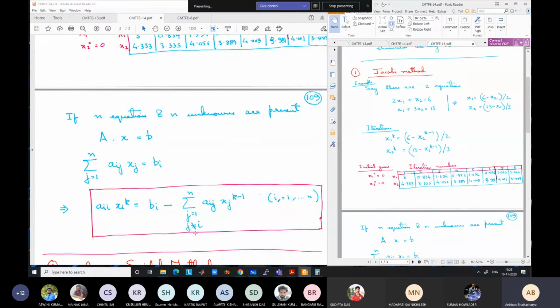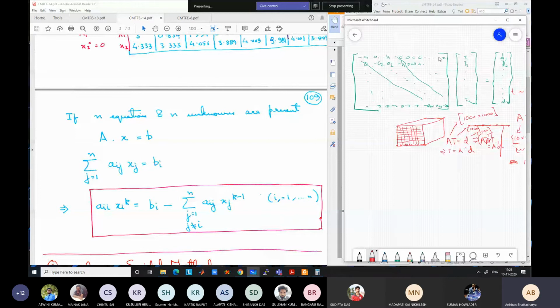I will again repeat this if it is confusing. This summation has n number of terms, like this into this plus this into this, then this into this plus this into this, except one of the terms where j is equal to i. So say this is the ith row.